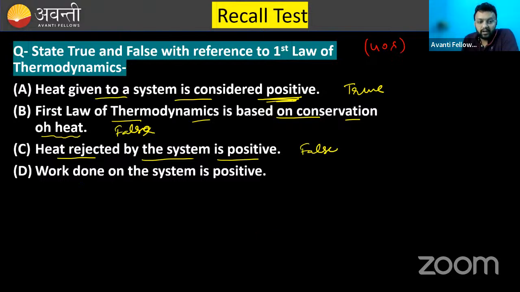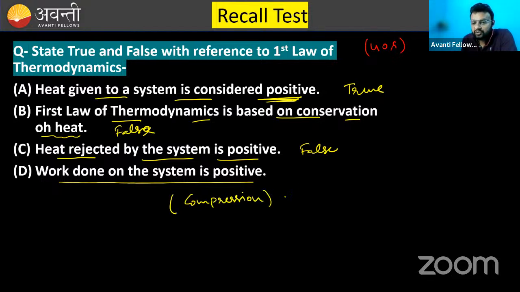Next statement: work done on the system is positive. Work done on the system means compression. Whenever there is a compression, the work done should be negative, but the statement says positive. This is again false. From this question, I hope I am able to recall the sign conventions, and I hope the sign conventions from the previous class are clear to you. Clear? So try to remember.